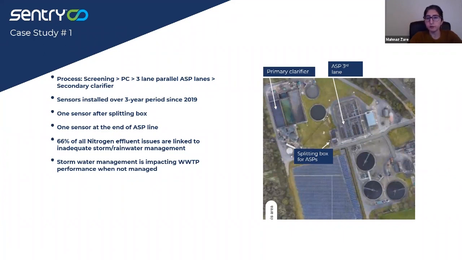The plant performance is impacted by stormwater management. Small and large rain events affect first flush events. To give some background about first flush, it is the initial surface runoff of a rainstorm, and during this phase, the flow entering the system is high in pollutants. 66% of nitrogen effluent issues at this plant are linked to inadequate storm or rainwater management.